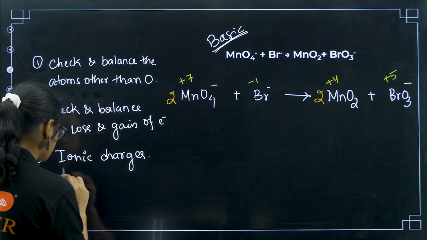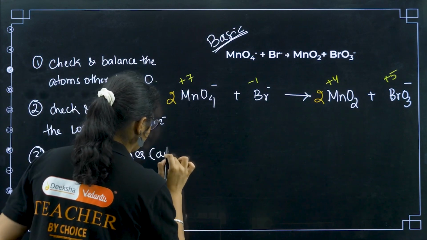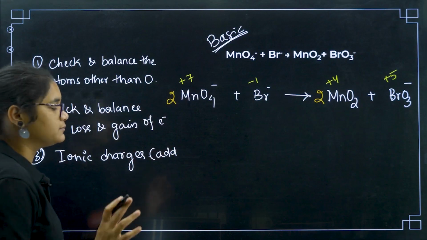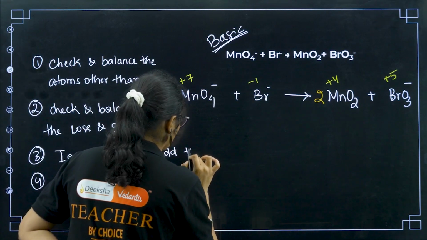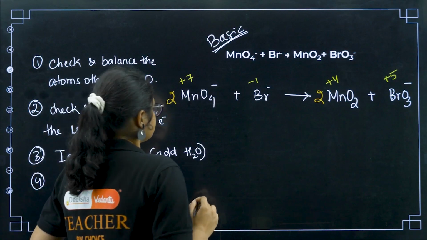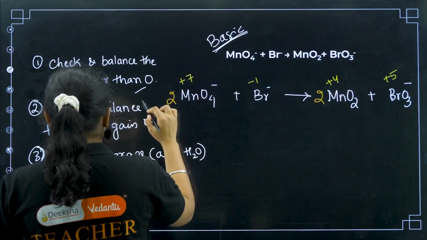You have to balance ionic charges, you have to add H plus. Now this is in basic medium, right? So you cannot add H plus, but what you can do is you can add water. Okay, so I'll tell you that. Let us proceed now. So now we have done with this one.